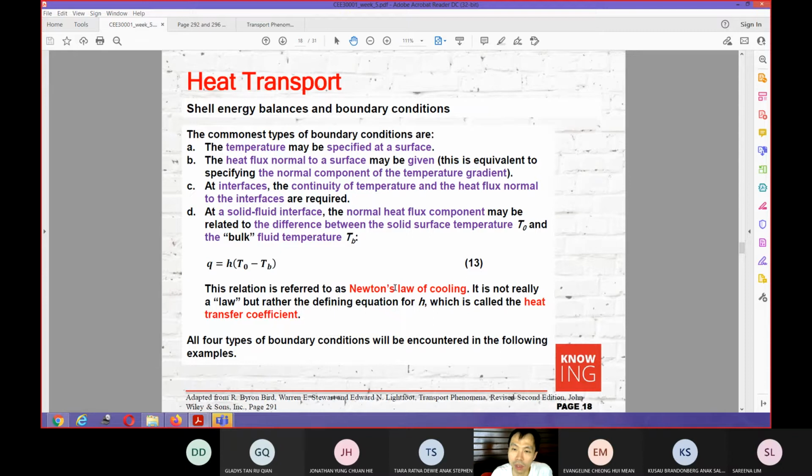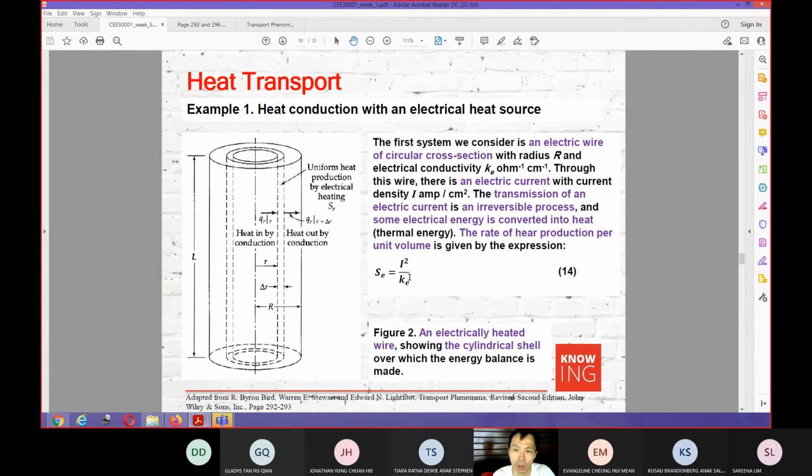And also another one that is common is also called Newton's law of cooling, where you have an interface between the solid and the fluid. It can be a solid and a gas, or a solid and a liquid, where the heat flux component can be related to the difference between the solid surface temperature and the bulk fluid temperature. Okay, and this equation 13 is normally not really called a law, but it's actually an empirical relationship. And then the h in here is called the heat transfer coefficient. So we will discuss these boundary conditions one by one in the following examples.